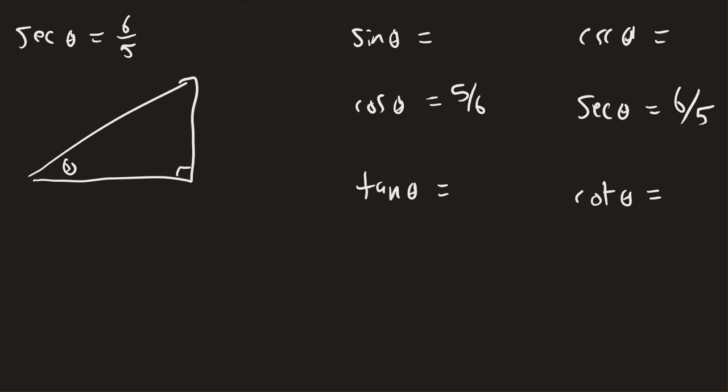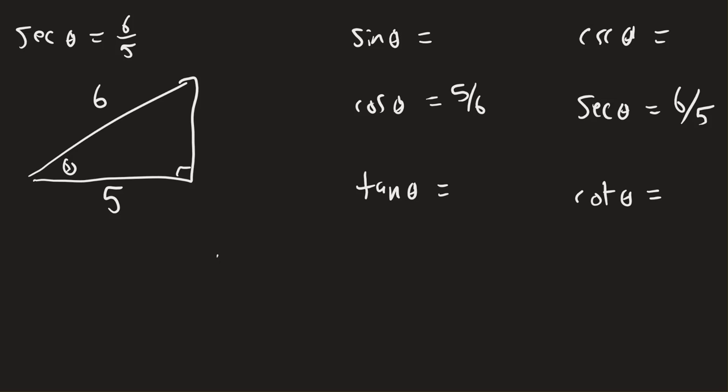So if you know secant is 6/5, you could think of secant as hypotenuse over adjacent, or if you did this step already, you could think of cosine as adjacent over hypotenuse. So that gives you 2 of 3 sides. It doesn't really mean those lengths are 5 and 6, it just means that that's their ratio.